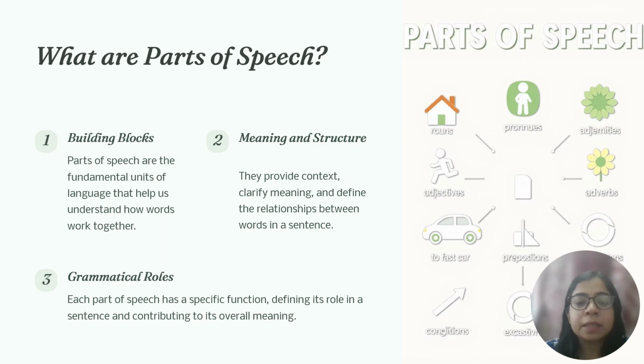Next is meaning and structure. Parts of speech provide the meaning of every word, and the connection of every word with each other. So it makes a structure and makes you understand the meaning of the sentence and each word connecting with another word. Next is grammatical roles. Every part of speech has its own grammatical role. Verbs tell you about the action, nouns tell you who the subject is, who the object is. Each part of speech has its own grammatical role.